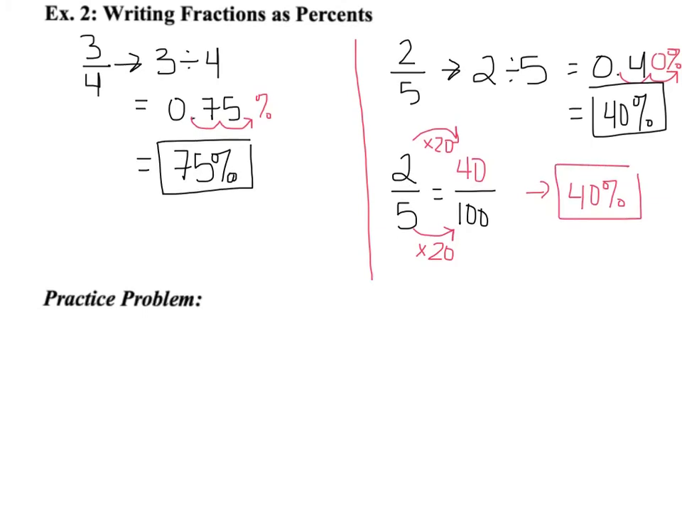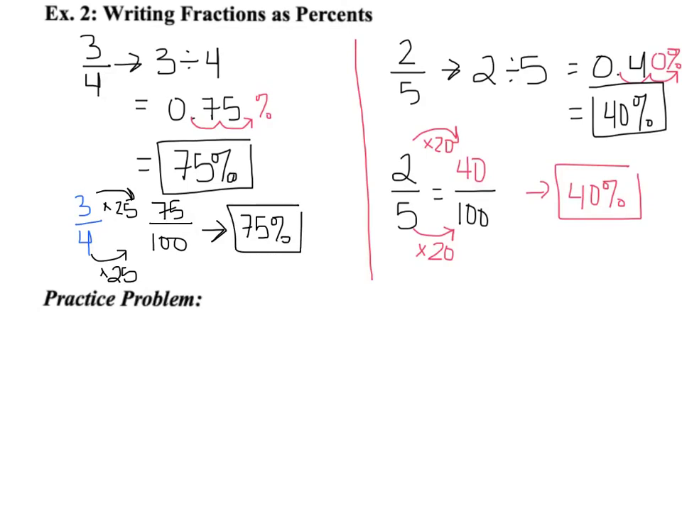Now the second way that I just showed you, 2/5, works when a number is compatible with 100, meaning that 5 has to be able to go into 100. If we look back at 3/4, you'll notice that 4 does go into 100. 4 times 25 gives me 100. So 3 times 25 would give me 75, which is also 75%. These two examples, those compatible numbers methods work.